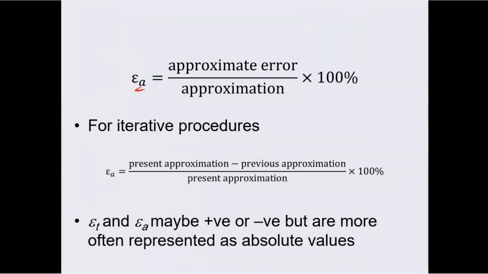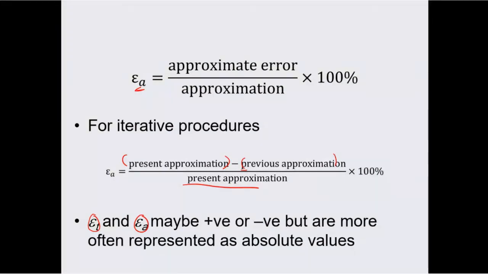The approximate percent relative error is given as the approximate error divided by the approximate value multiplied by 100%. For iterative procedures, we can write this as the present value minus the previous value divided by the present value of the current iteration.